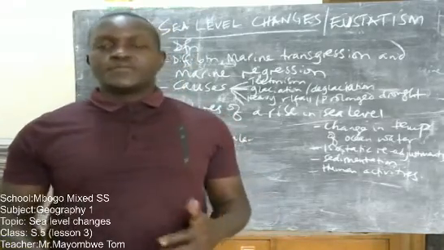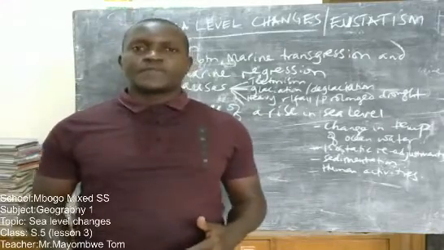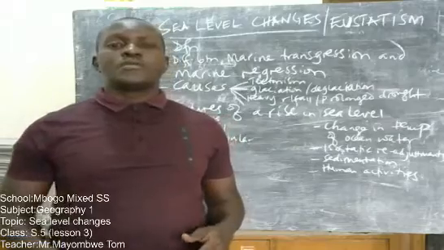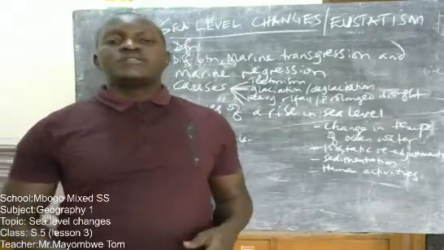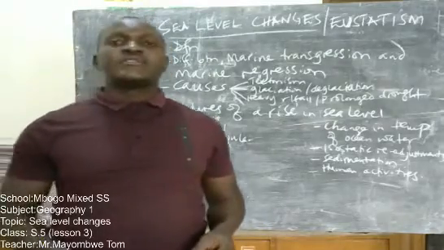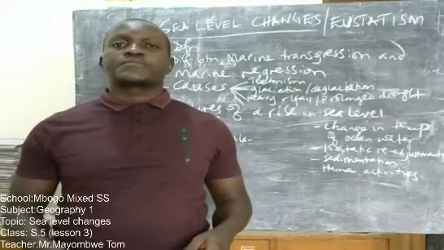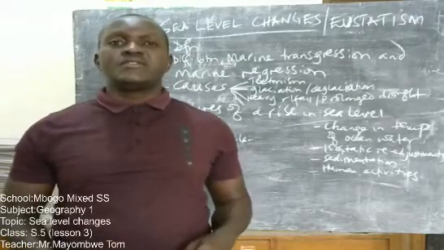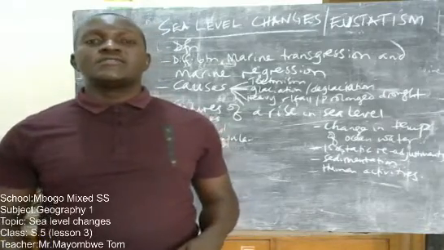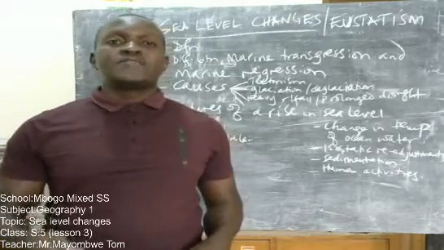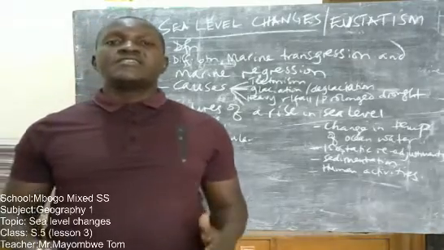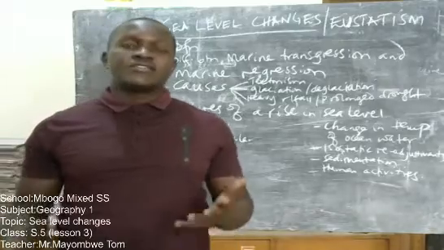So by definition, when we talk about sea level changes, we refer to a rise and fall in the sea level worldwide relative to the land. When we say relative to the land, it implies that it is the water levels within the sea that are either rising or falling when the land is stable. So sea level changes refer to a rise and fall in the sea level worldwide relative to the land.